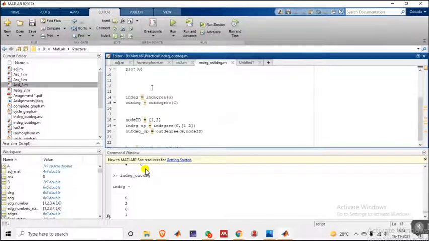To calculate out degree, you have to use the function out degree g.